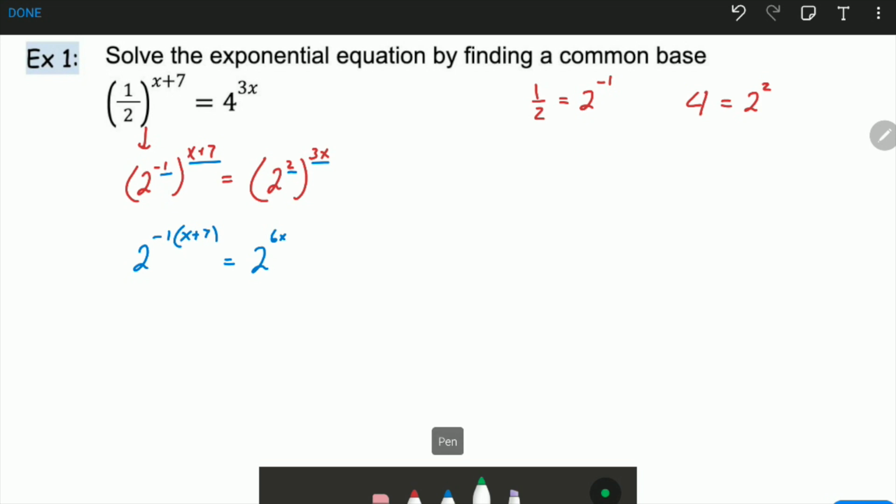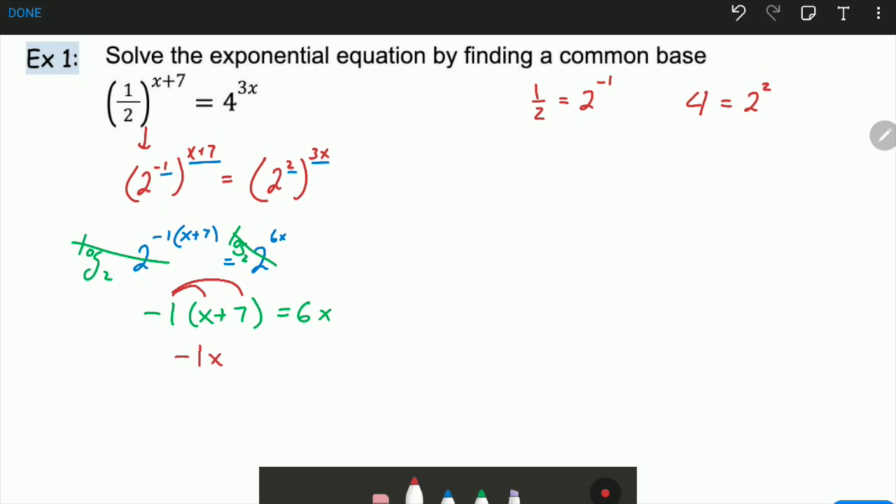Now that we have this, since exponential functions are one-to-one, we have a property that allows us to cancel out the exponentials and just focus on the exponents, because if the bases are the same, then the exponents also have to be the same, since they are one-to-one. Another way of looking at it is just taking log base 2 on both sides here and canceling out the bases. So we have -1 times x plus 7 equals 6x. And then from there, it's either a linear or quadratic equation, depending on the particular problem.